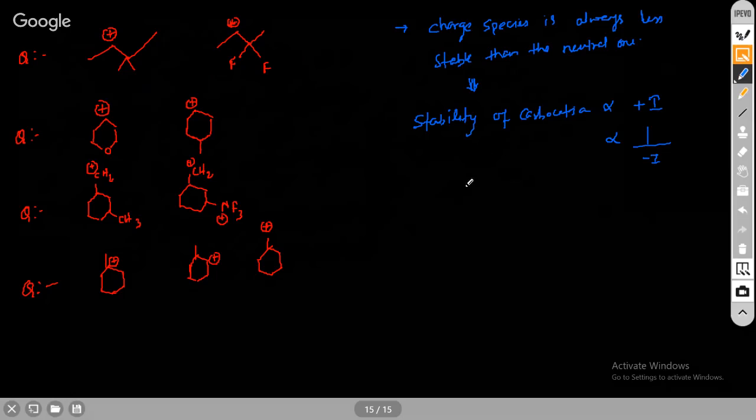Suppose I take one example here, that is CH2 positive, and here we have fluorine. Another one we have CH2 positive, and here we have OCH3.